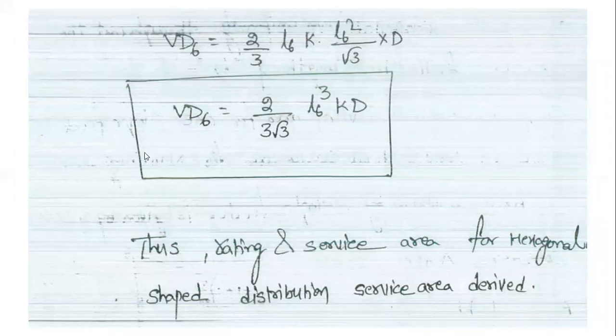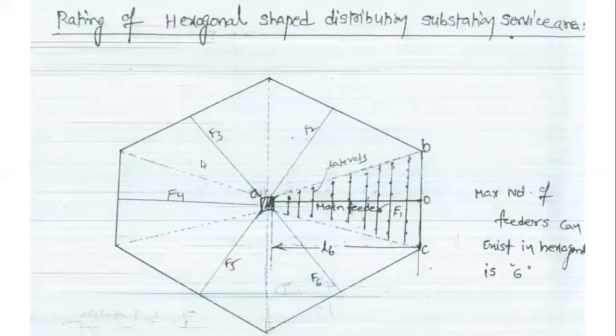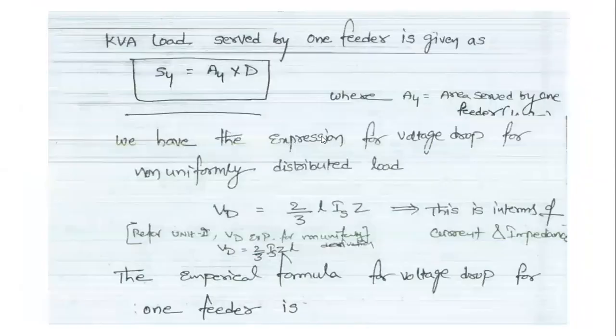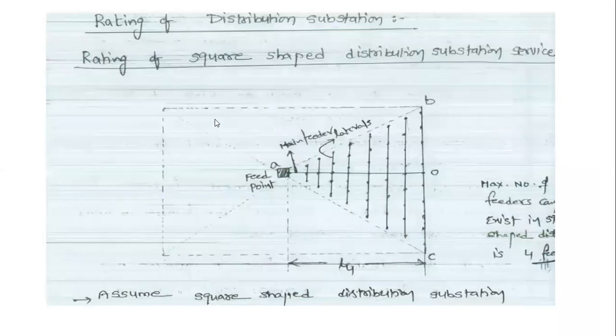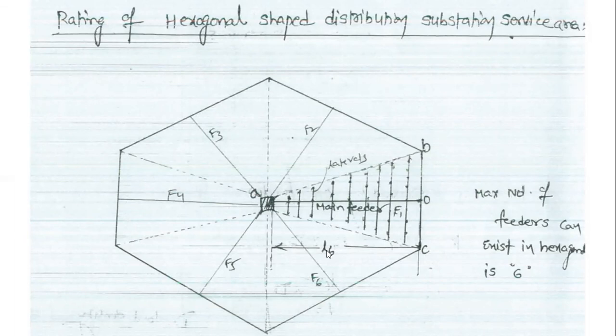Okay, this is the voltage drop at the area served by the hexagonally shaped distribution feeder. That's why we are using the 6 feeder lines. Hexagonally shaped means that we are using 6 feeders. But in the case of a square feeder, in that square the distribution feeders we are considering as 4. Then the length is L4 in the squared area, and the length in the hexagonally shaped area is L6.